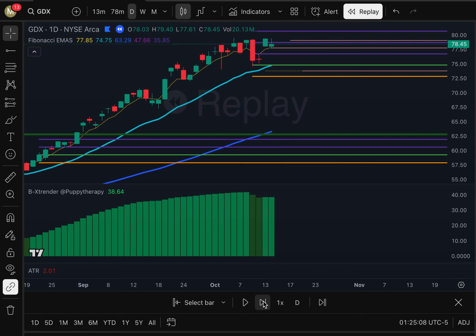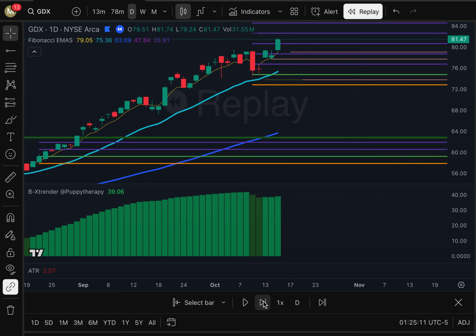Then the next day, we get a beautiful candle. Price jumps up. And I don't have a sell on strength rule at this time. My plan now with the remaining 9 shares is as long as this BX stays bright green, then I'm good. I'm going to let it run. But if the BX turns to dark green, then I'm going to sell another 1/3 of my shares.